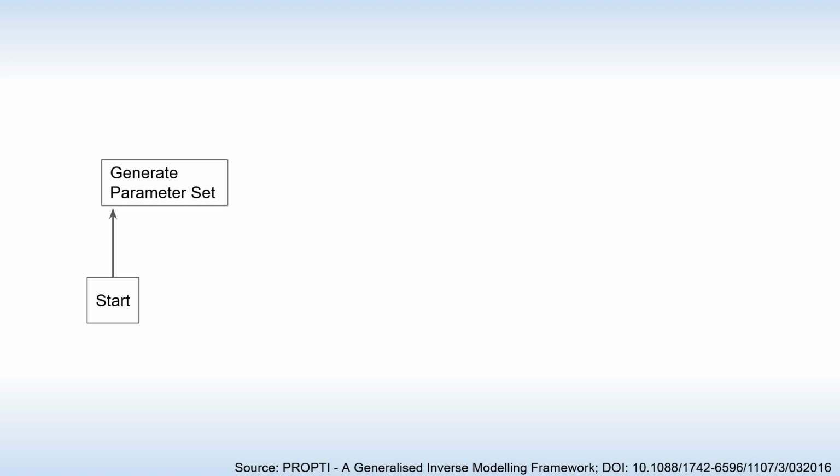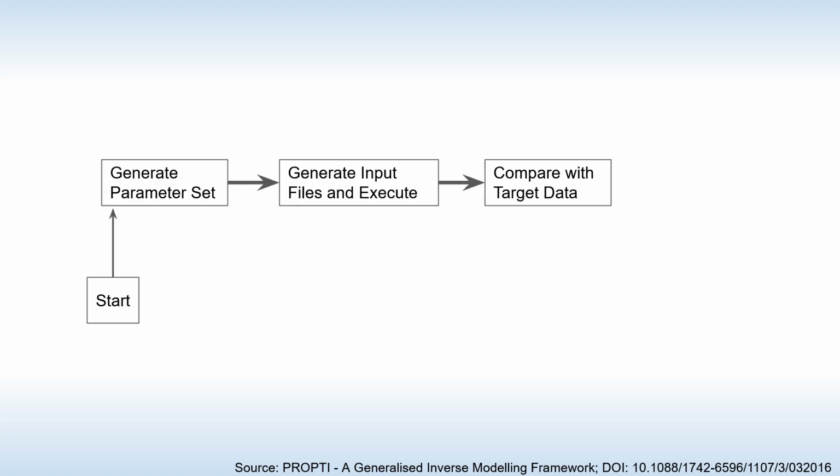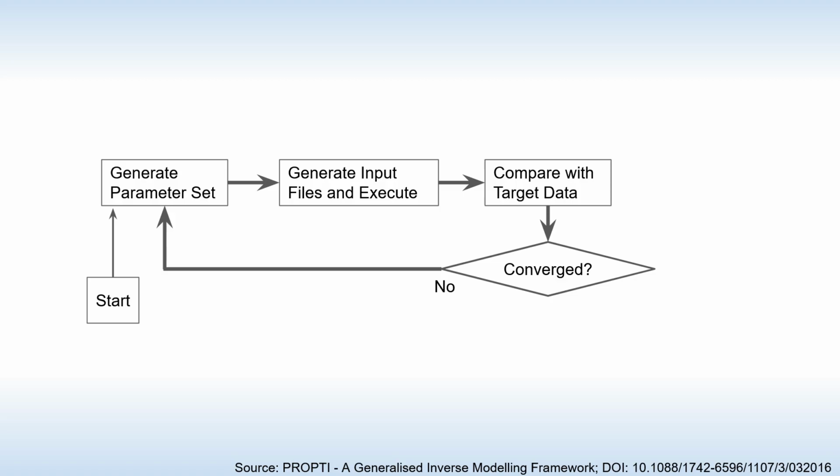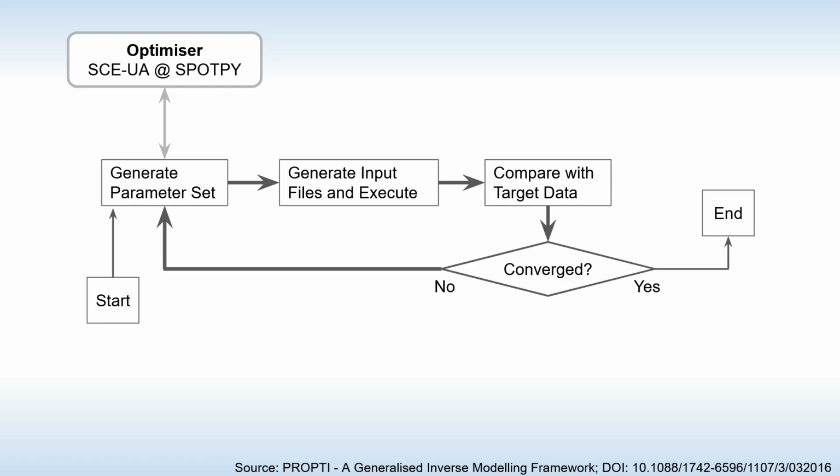We start the process by generating a parameter set. It is provided to the model to run a simulation. Afterwards, the response is compared with our target data and we check if the convergence criteria are met. If this is not the case, the loop is run again until convergence is reached and we get our parameter set. The parameter sets are generated by some optimization algorithm.